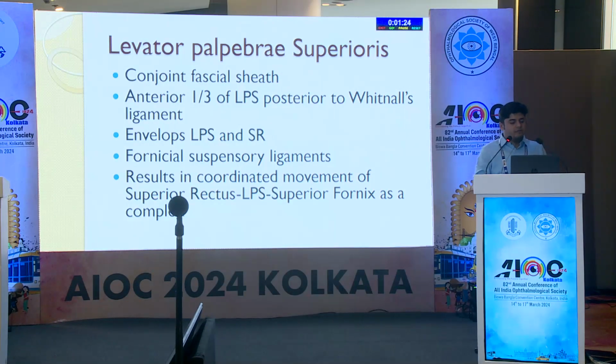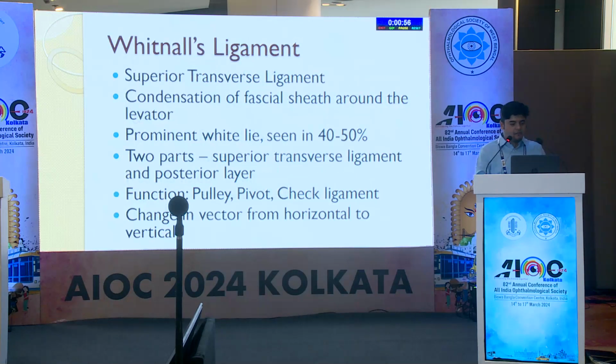It also has a conjoint fascial sheath, which is present in the anterior 1/3 of levator, posterior to the Whitnall's ligament. This fascial sheath envelopes the levator, the superior rectus, and also inserts into the fornicial suspensory ligaments. This results in a coordinated movement of the superior rectus, levator, and the superior fornix as a complex. That is, if we look upwards, there is deepening of the fornix. Also, if there is supramaximal resection of the levator, there might be fornix prolapse. So we have to keep that in mind.